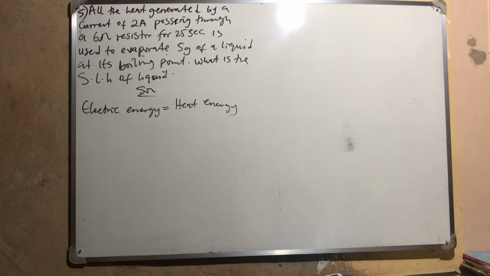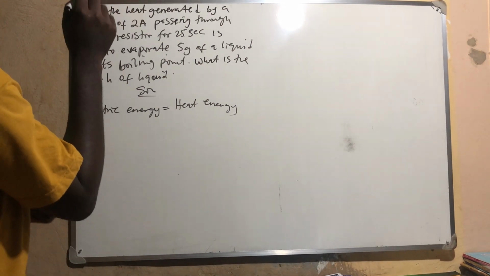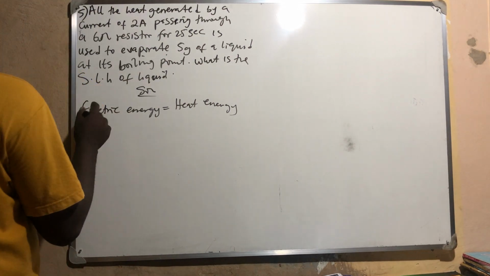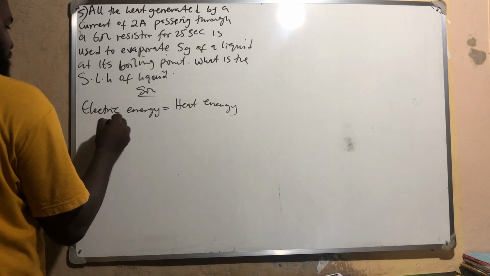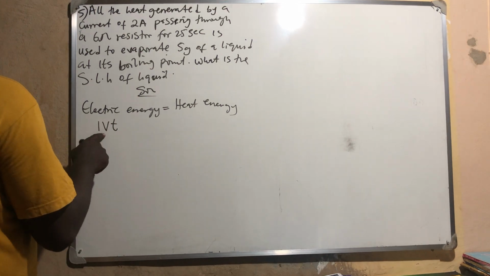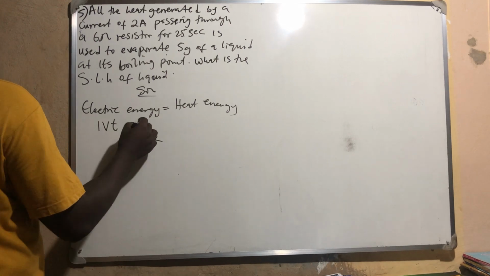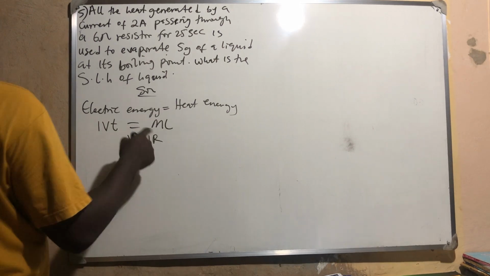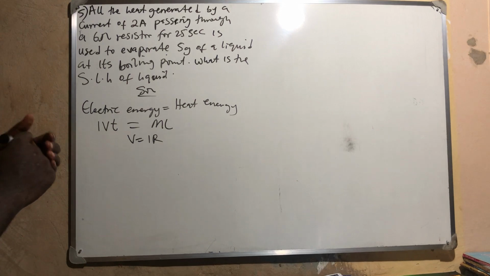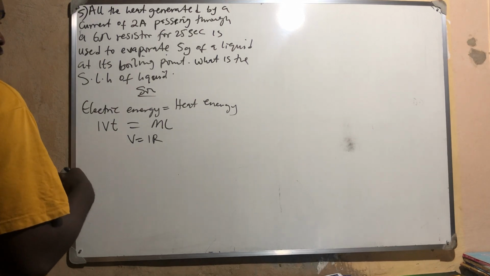But in this one, what I have is my IR. So I know that my electric energy is equal to what? IVT. Don't forget. But I'm not given V. I know that V is equal to IR. So if I now change it, it is equal to what? ML. Why am I using ML? Because it is latent heat they are asking us. There is no change in temperature.